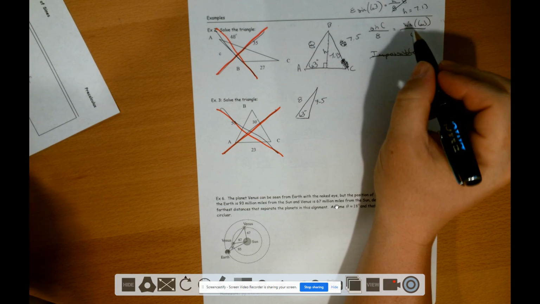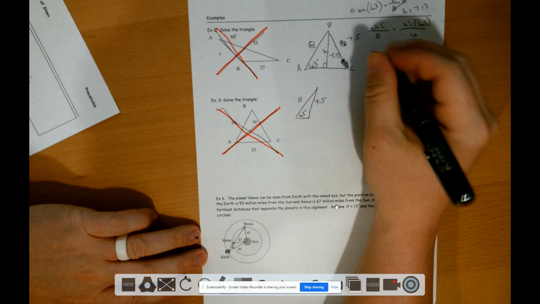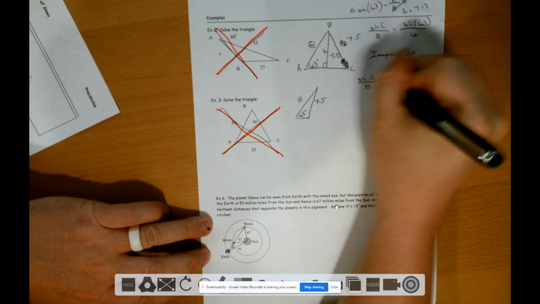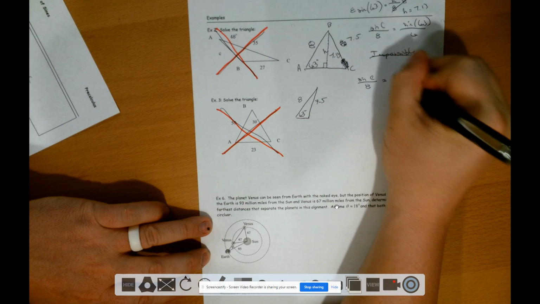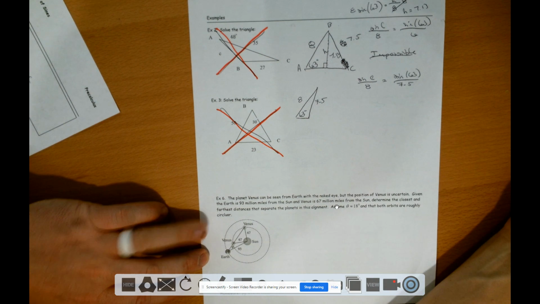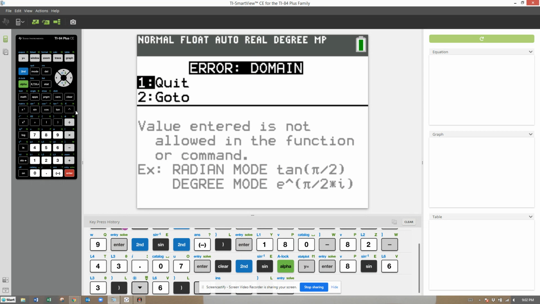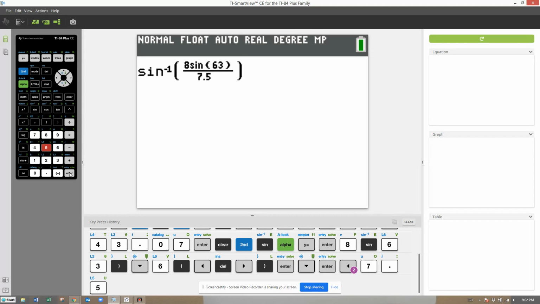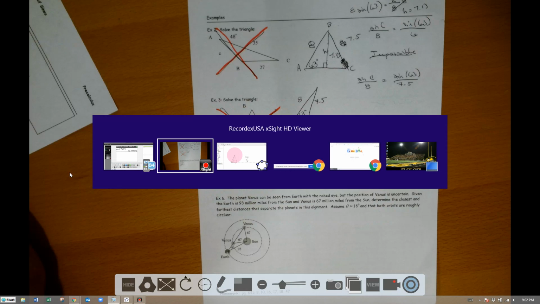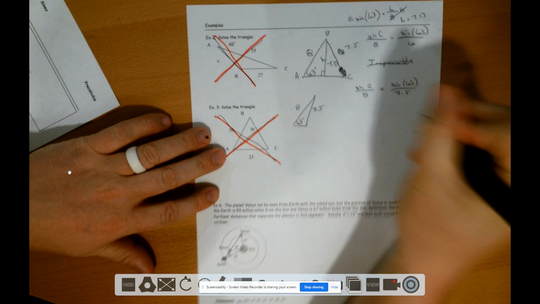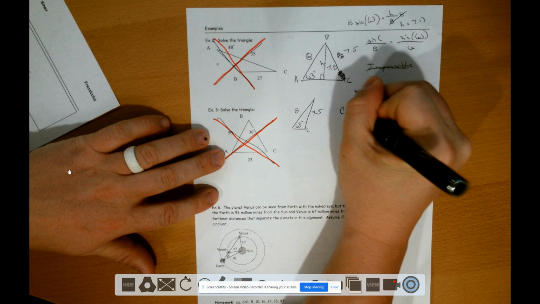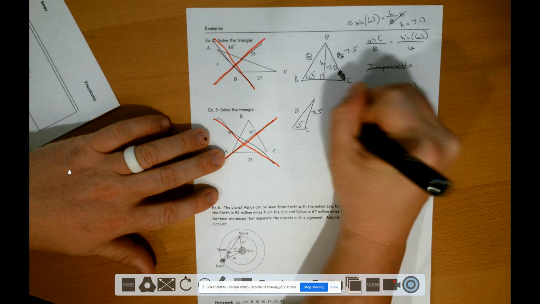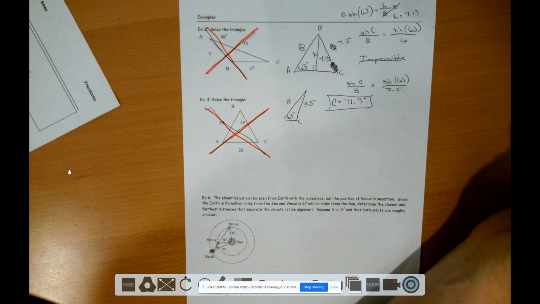Okay, so rather than having a 6 right here, it's going to be the same process. Sine C over 8 is going to be equal to sine 63 over 7.5. So all I've got to do is go back to my calculator and change the 6 to a 7.5. And let's see what we get here. 71.9. We'll call it 71.9 for the sake of our argument here. So angle C equals 71.9 degrees in this triangle.